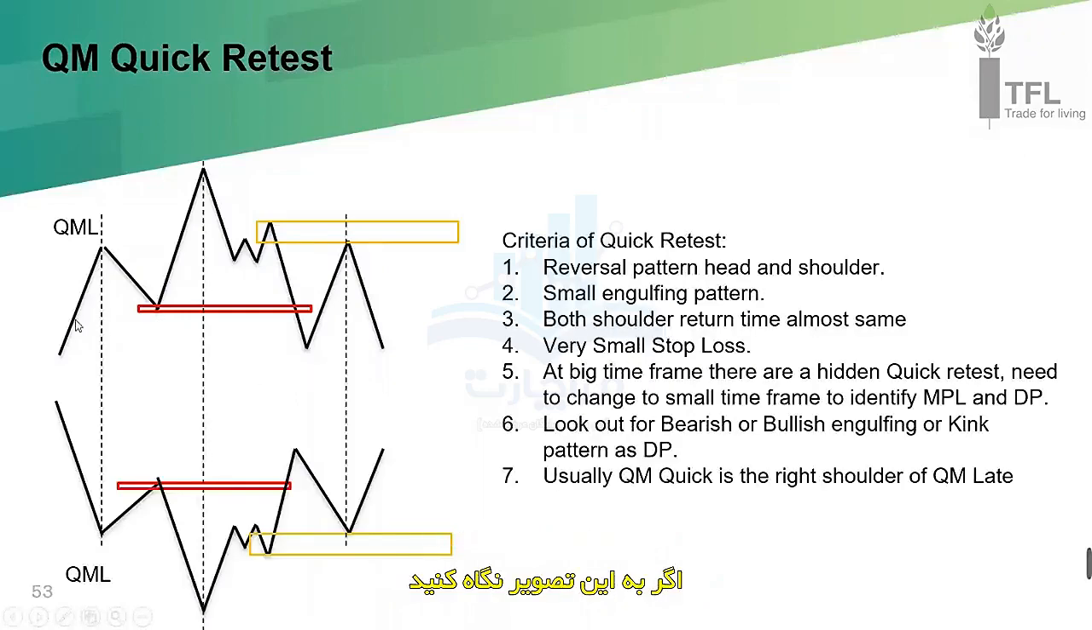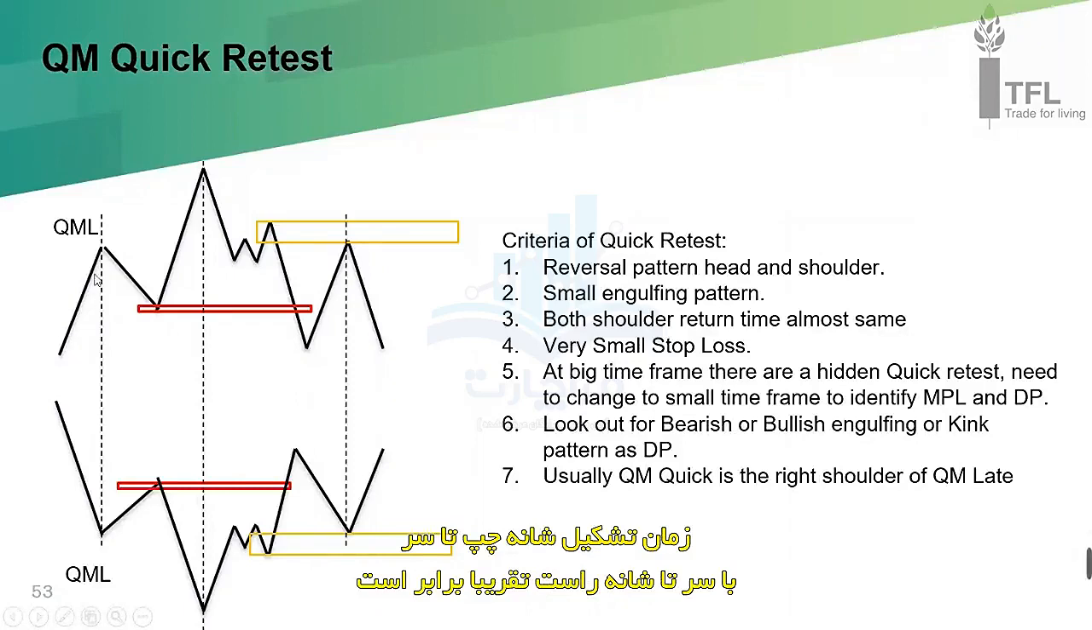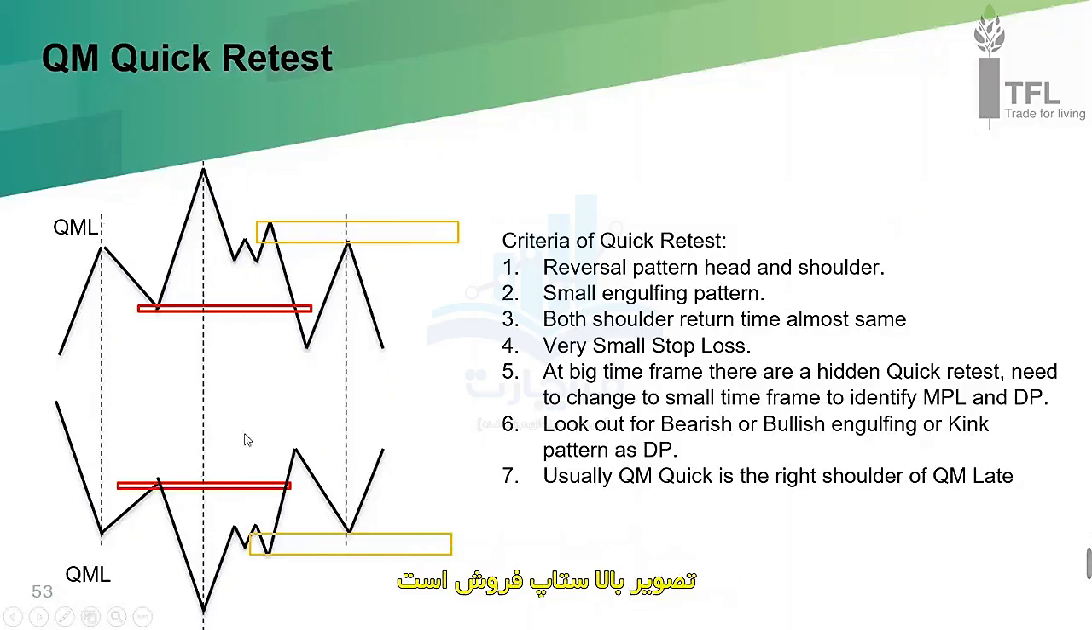So if you look at here, what I mean is that the left shoulder and the right shoulder are almost similar, right? Of course, this is for the sell setup and this is for the buy setup. So the criteria for the quick retest is that the reversal pattern looks like head and shoulder. This is a shoulder, this is the head, and this is a shoulder. But the difference here is that there is a break over here.